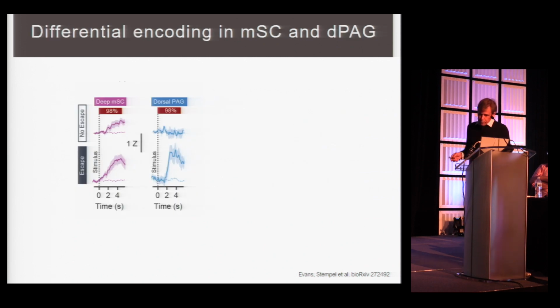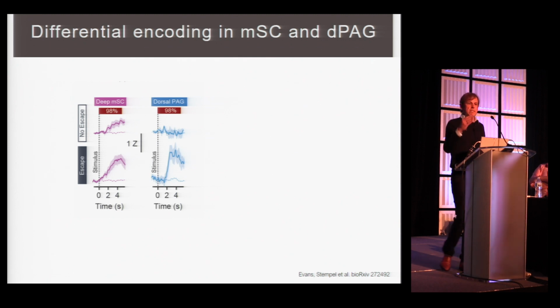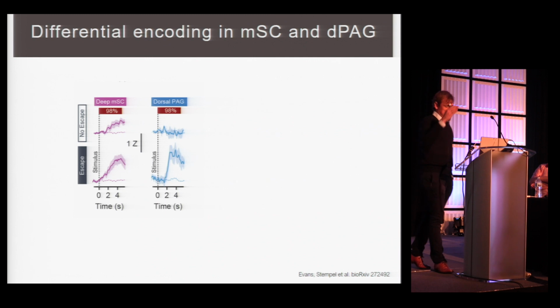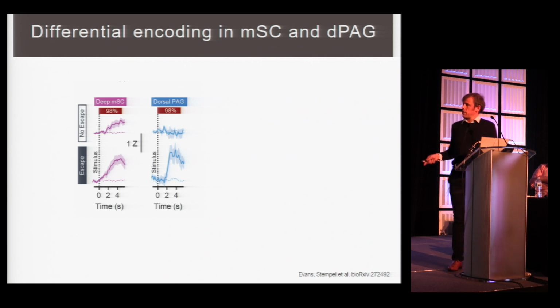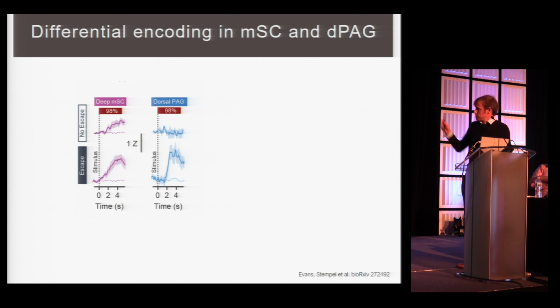Now, to figure out if the activity in these two regions was representing the presence of a threat stimulus or encoding the escape outcome, we separated trials by the trial outcome, escape or no escape, for the same stimulus intensity. Here, 98%, so high contrast stimulus. And what we see is that this activity in the superior colliculus is high regardless of the trial outcome when compared to no stimulus, which is represented here by the dashed line. So this is an average profile across several fields of view.